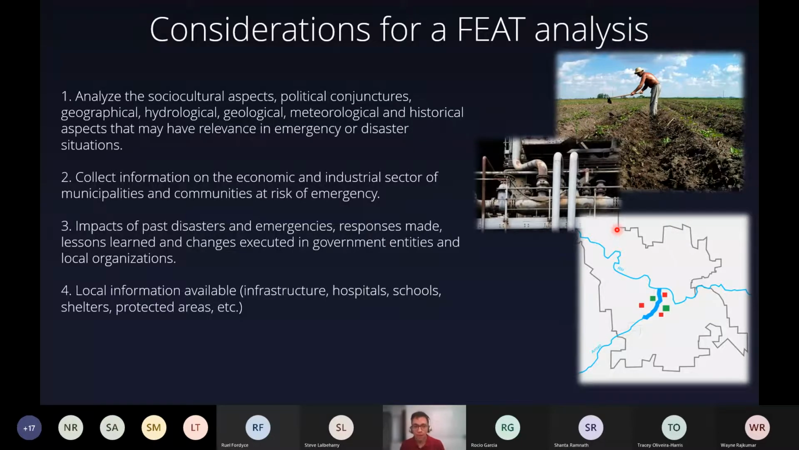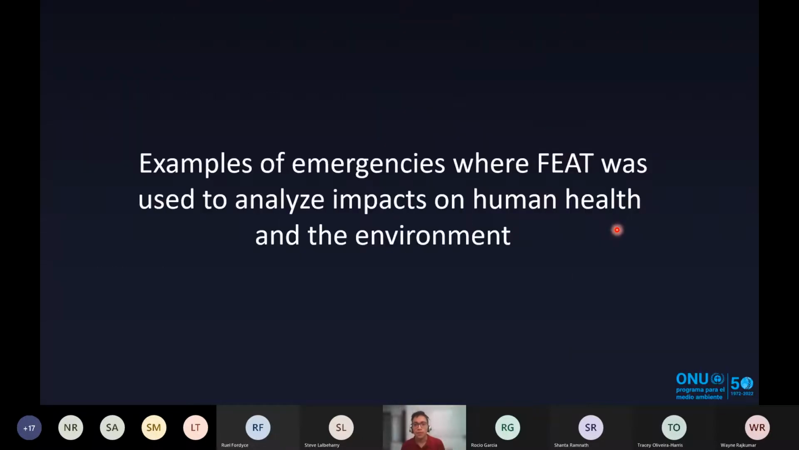And also have location available of infrastructure, hospitals, schools, shelters, protected areas, rivers, lakes, agricultural areas, everything mapped. And that's why we suggested for you to have the column of coordinates. So for every facility, you know where it's located, you can make a map. And as we're going to show you in a moment, we're going to show you an example of emergencies where the FEAT was used to analyze the impacts on human health and the environment.